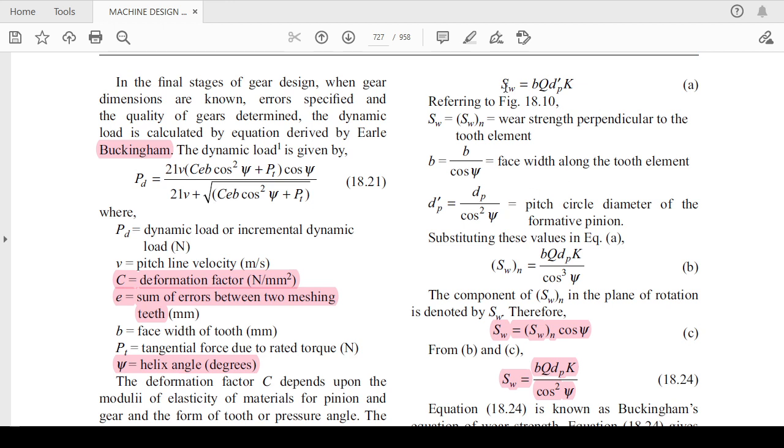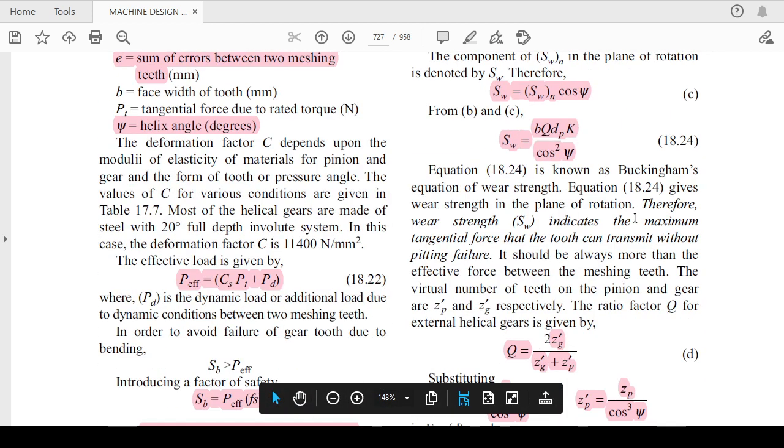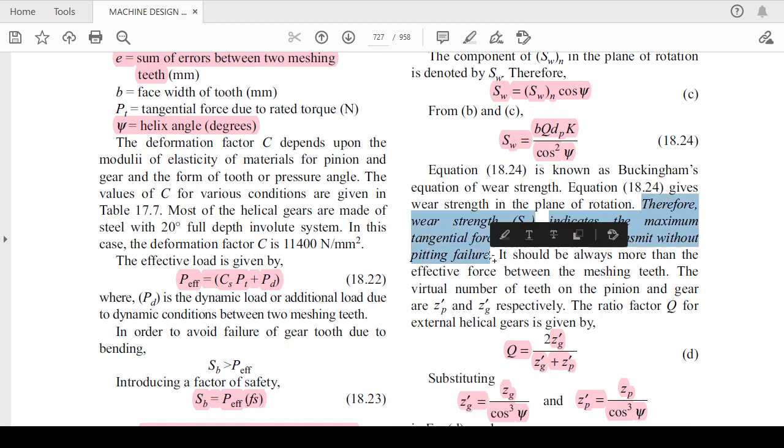Similarly, the formula for the wear strength in the spur gear was b Q d_p' K. It is just modified in the helical gear like this: b Q d_p' K divided by cos cube psi, where psi is the helix angle. With the help of that you can calculate the wear strength. The definition, if you recall, is the same as in the spur gear: wear strength indicates the maximum tangential force that a tooth can transmit without pitting failure or wear failure.